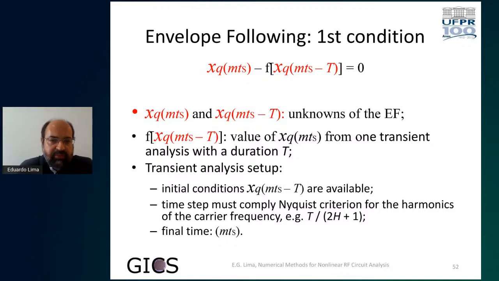The first condition imposed by the envelope following imposes that the unknown at time MTS must be equal to its value obtained from a transient analysis that starts at time MTS minus capital T and that has a duration exactly equal to capital T. In such transient analysis, the initial conditions at time MTS minus capital T are available. The time step must be set very low, to take into account all the desired harmonics of the carrier frequency. And the final simulation time is always equal to MTS.